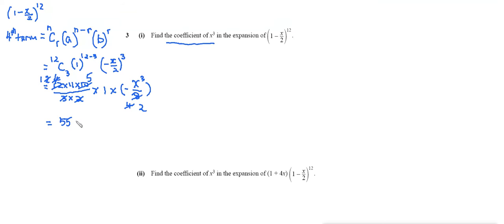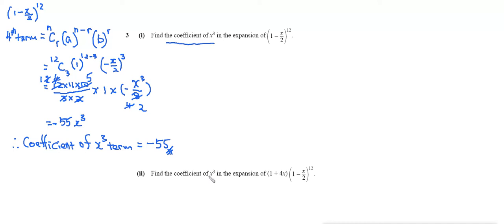And then you have x cubed. Bear in mind, you have to put a negative sign. Therefore, the coefficient of the x3 term is actually equal to minus 55. Okay. Now, let's look at part 2.